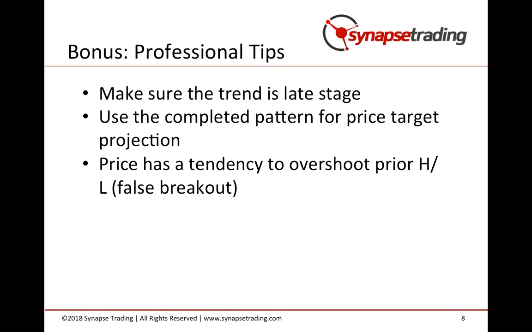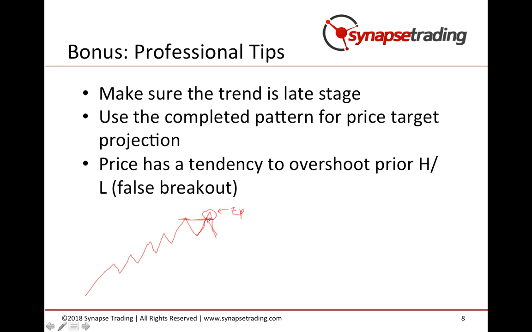Okay, and the last tip is that the price has a tendency to overshoot the prior high or low. So for example, sometimes this can happen. Instead of getting a perfect double top, sometimes the price slightly exceeds and then it goes down. So you can watch out for this area, because when it has a false breakout and goes back down, this could be a very good entry opportunity as well.